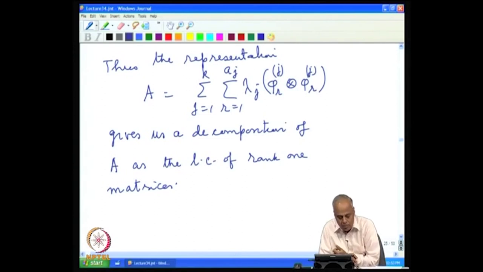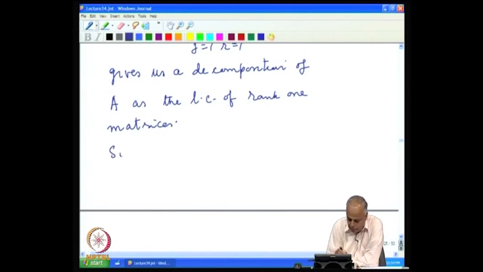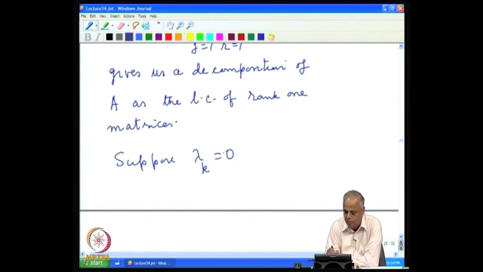Now, let us analyze this a little more. What we observe is that when we have an eigenvalue 0, the terms corresponding to that eigenvalue will all disappear because we will be multiplying by that eigenvalue lambda j. For example, we are having this multiplier lambda j. So, whenever we have the terms corresponding to an eigenvalue 0, these terms will completely disappear from this summation. So, let's make that point. Suppose, let us say for convenience the last eigenvalue is equal to 0.